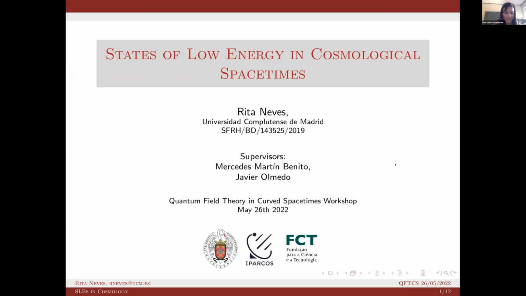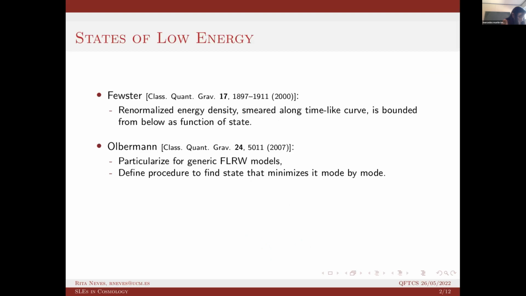Okay, so my name is Rita Neves, as Mercedes said. I'm going to present a work I've been doing in collaboration with my supervisors, Mercedes Martin Benito and Javier Olmedo, on states of low energy in cosmological spacetimes. In particular, we're going to use these states as the vacuum states of cosmological perturbations in the context of fluid quantum cosmology.